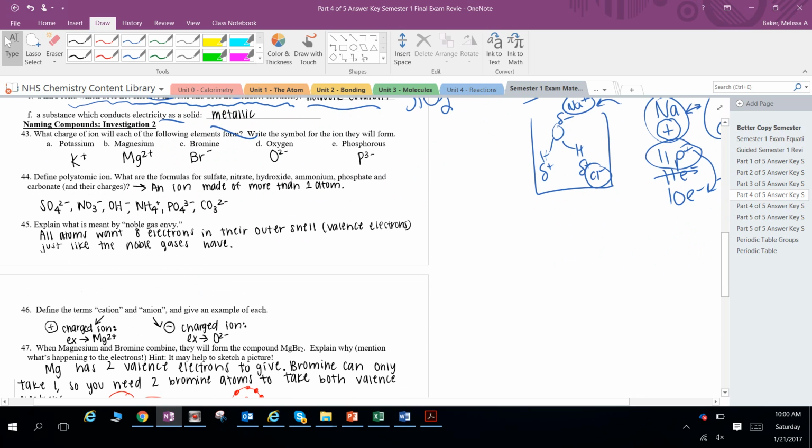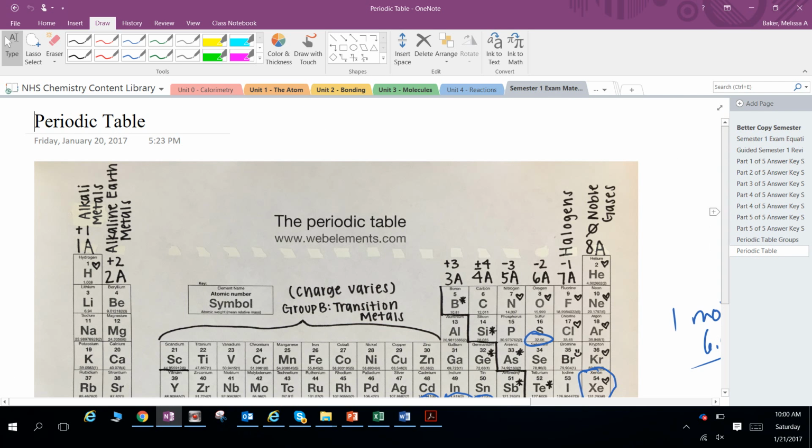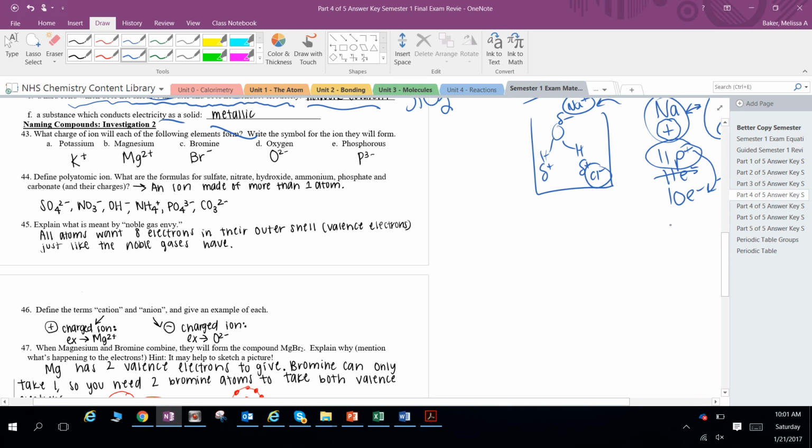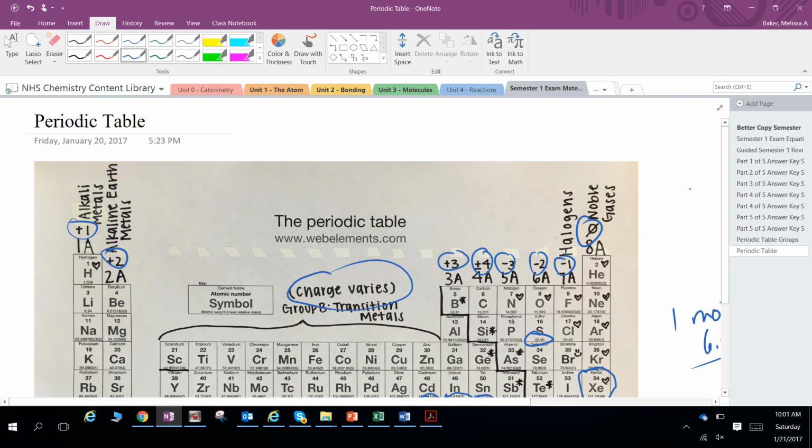All right, how do you figure out what charge an element will form? Well, one of the ways is you can look at the periodic table, because this is the cheat way to do it, there are charges written above the columns. And I'm not going to ask you about a transition metal because their charges vary. So for this question it says, what about potassium? What charge does potassium want to form?